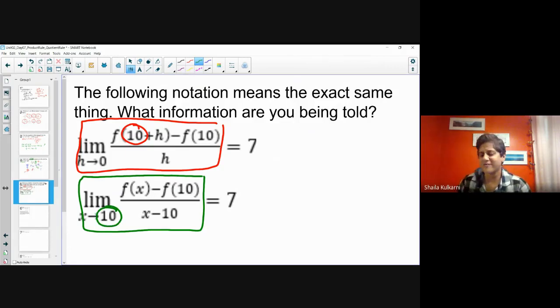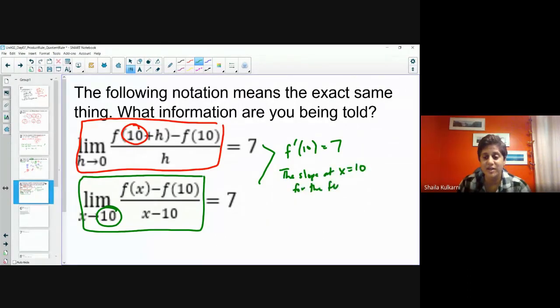So what is another word for derivative? Slope of the tangent line. So these all mean the same thing, which is f prime of 10 equals 7. Just really long ways of saying the same thing. And that is basically saying the slope at x equals 10 for the function f is 7. So what is that telling me about the direction of the original graph? The slope at x equals 10 for the function is 7, so that means at x equals 10, my graph is going up. Okay, so that encapsulated everything we've learned in the last week.